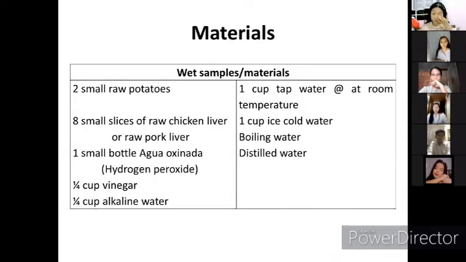Good day, everyone. I am Prince Laurence Cruz, and here are the materials that we use in this research. For the wet sample materials, we use 2 small raw potatoes, 8 small slices of raw chicken liver or raw pork liver, 1 small bottle of agua oxinada or hydrogen peroxide, 1/4 cup of vinegar, 1/4 cup of alkaline water, 1 cup of tap water at room temperature, 1 cup ice cold water, boiling water, and distilled water.